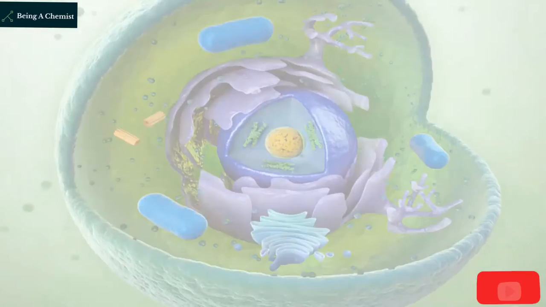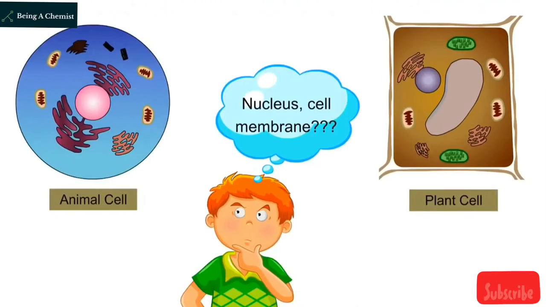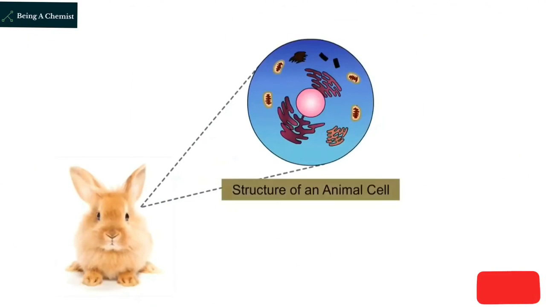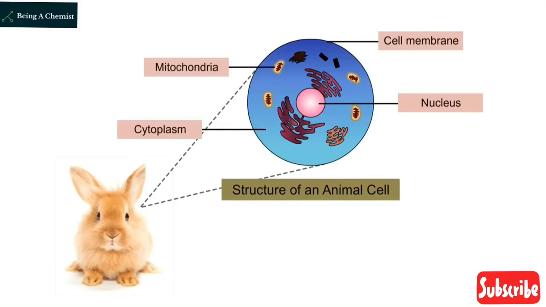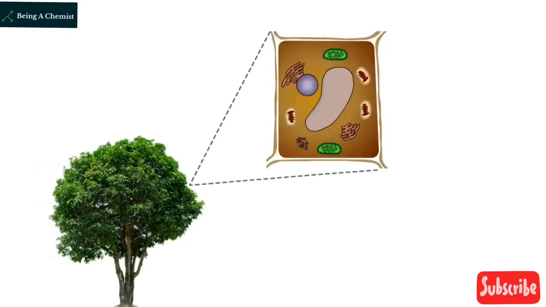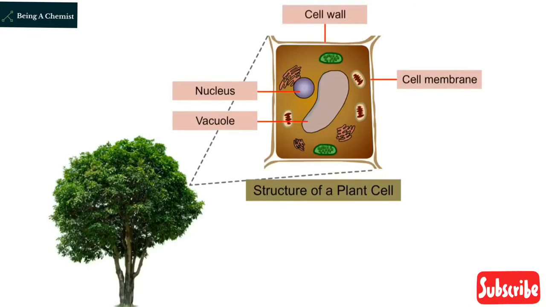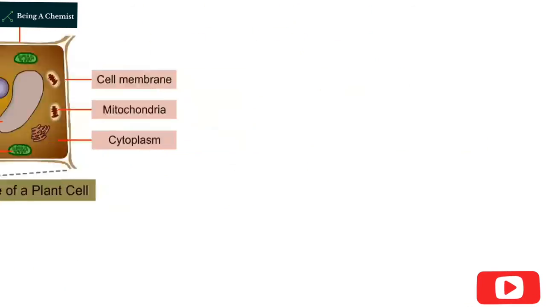Animal and plant cell. What are the parts of these two cells? Animal cell and a plant cell. Let's have a look at it. An animal cell has a nucleus, cell membrane, cytoplasm and mitochondria in its structure, while a plant cell has a nucleus, vacuole, cell membrane, cell wall, cytoplasm, chloroplast and mitochondria in its structure.